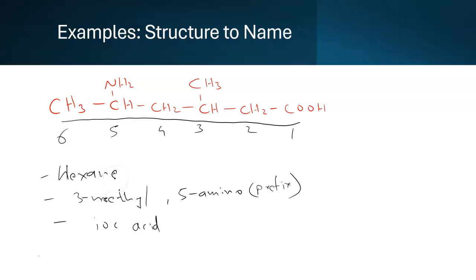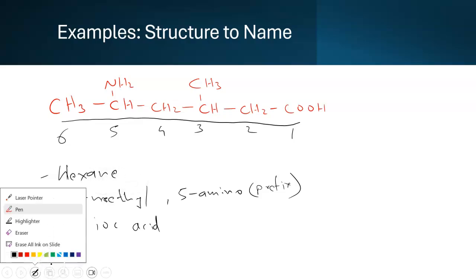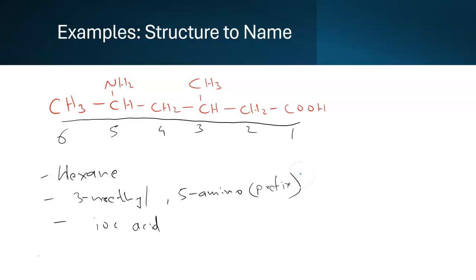So hexane. Now we will complete the answer by writing the prefix and suffix. HEXAN. Replace only E by oic acid. Hexanoic acid, the name of the compound.